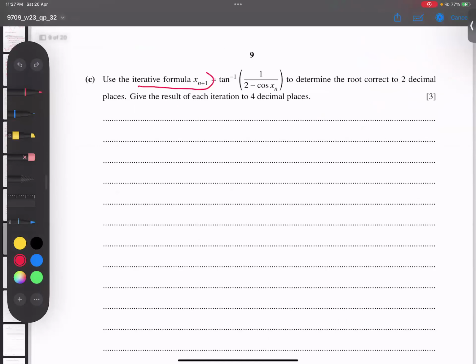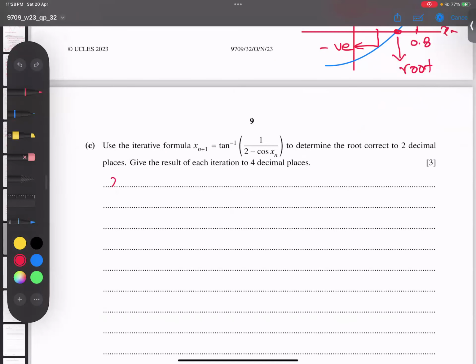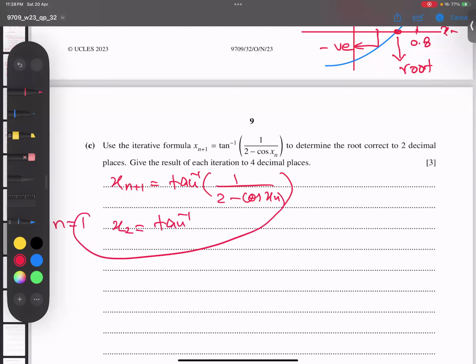Use the iterative formula, and use this one to determine the root to 2dp, giving all results to 4dp. All right, so I'll write the formula, and I think this is nothing hard, the easiest part of the paper. I will plug in n equals 1. When I plug in 1 here, I get x2 equals tan inverse of 1 over 2 minus cos of x1.